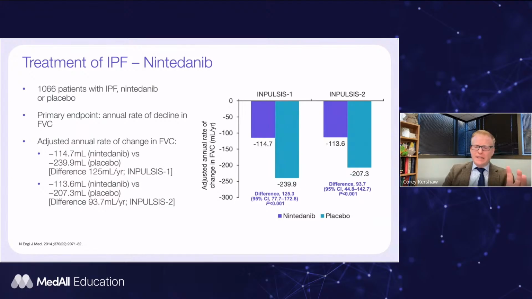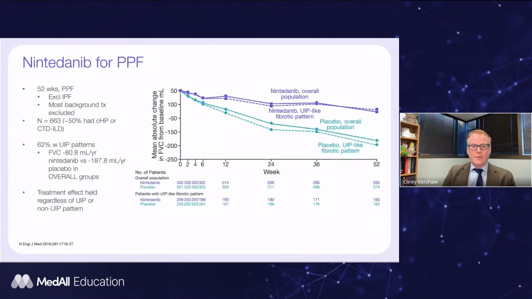And you'll see, again, as I mentioned, 2 parallel phase 3 trials, INPULSIS-1 and INPULSIS-2. And in both of those phase 3 trials, the rate of change in FVC at 52 weeks was much slower in patients taking nintedanib versus taking placebo. Therefore, nintedanib was approved to treat IPF in 2014. So again, we have 3 options now to treat our patients with IPF.